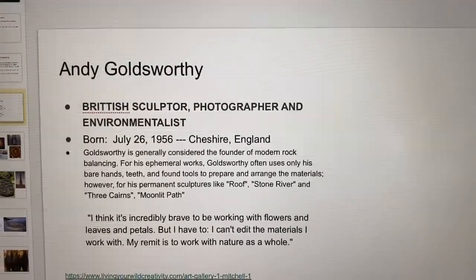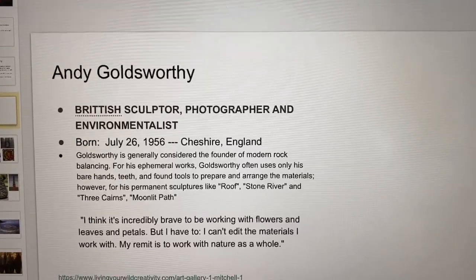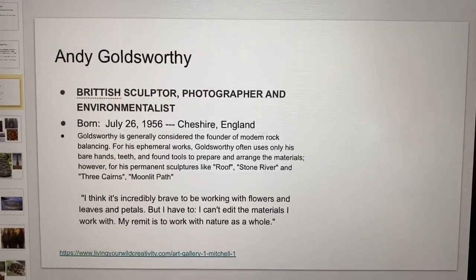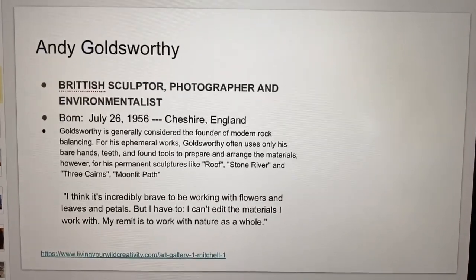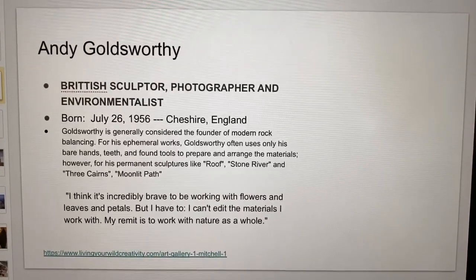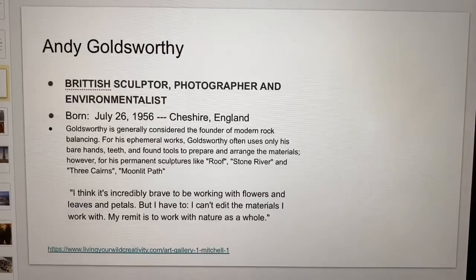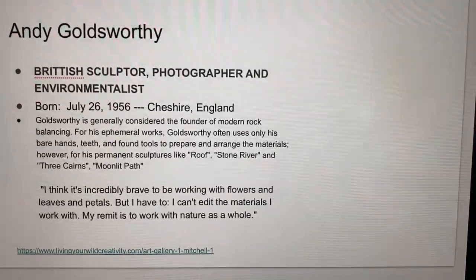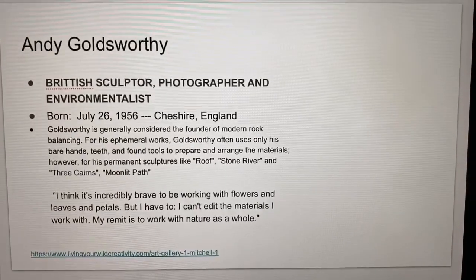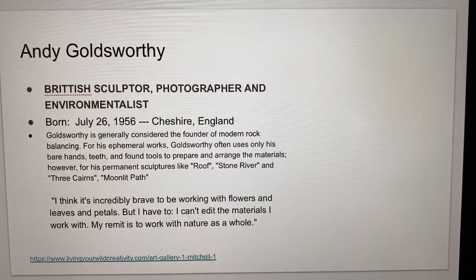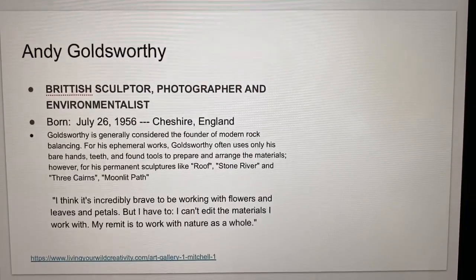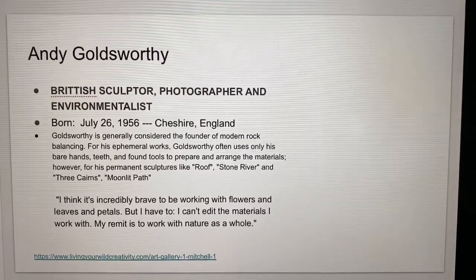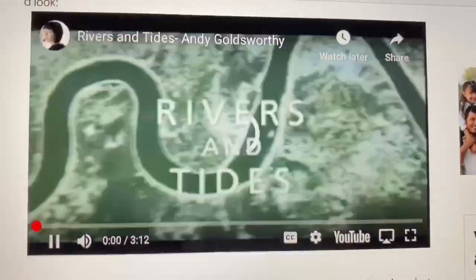So we're going to talk about some nature artists. So Andy Goldsworthy. He is a British sculptor, photographer, and environmentalist. He was born on July 26, 1956 in England. He is generally considered the founder of modern rock balancing. For his artwork, he is known for creating sculptures with his hands, his teeth. He uses found materials like rocks, leaves, stuff like that.